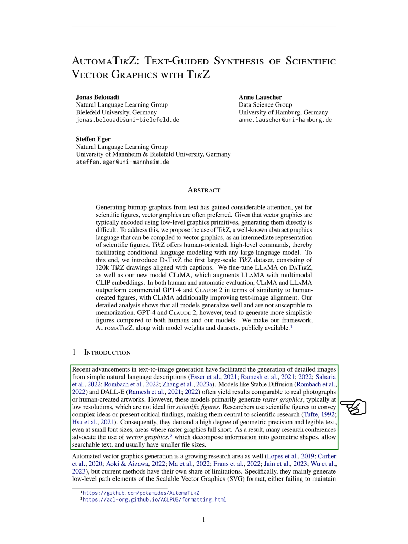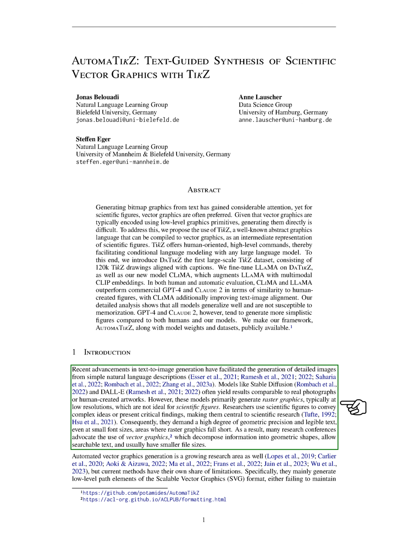Why is this a problem? Well, scientific figures are crucial in research. They help researchers communicate complex ideas or present important findings. These figures need to be precise and have clear text, even when the font size is small. Raster graphics often fall short in these areas.